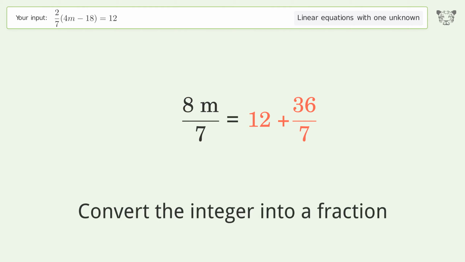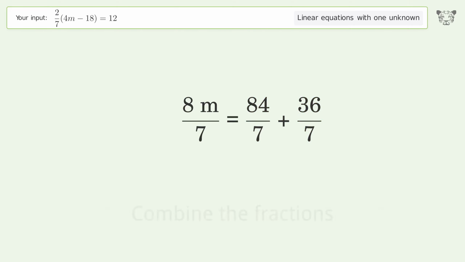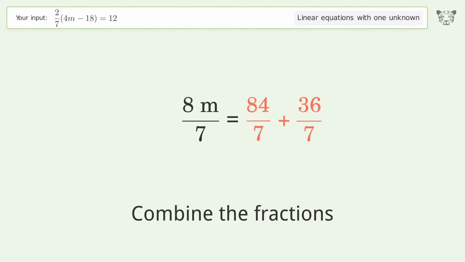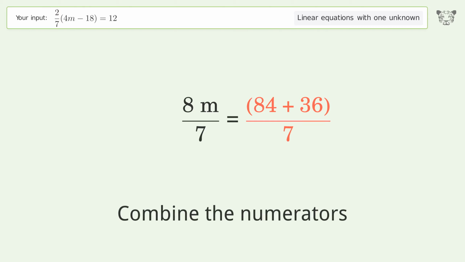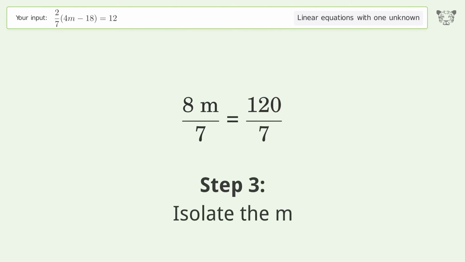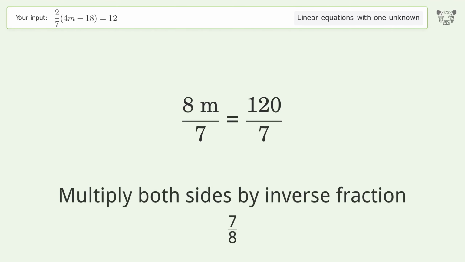Convert the integer into a fraction. Combine the fractions. Combine the numerators. Isolate the m. Multiply both sides by inverse fraction 7/8.